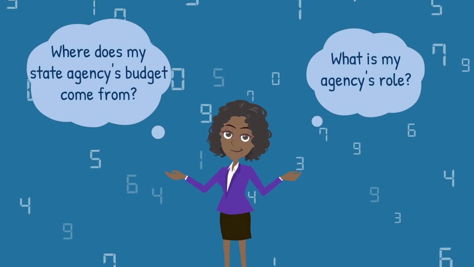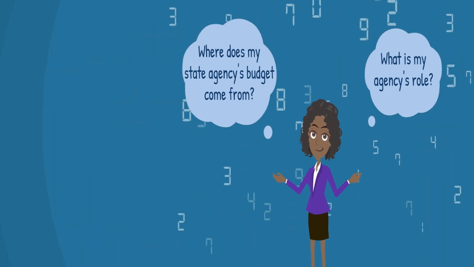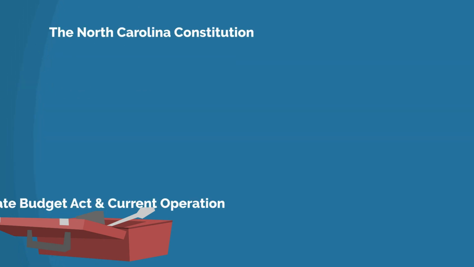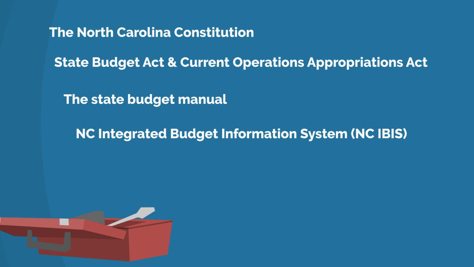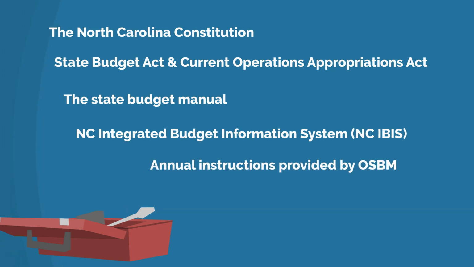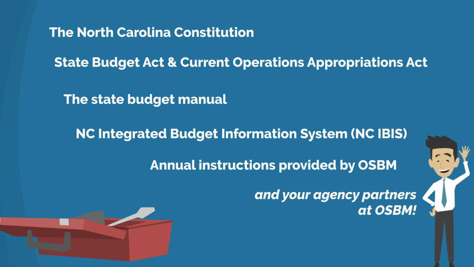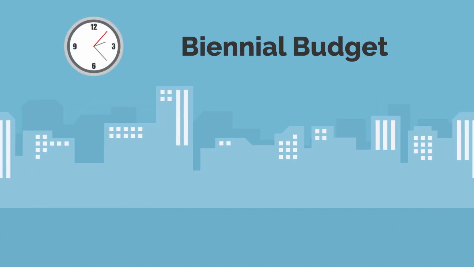Just like any project, building a budget takes the right tools and instructions. Tools like the North Carolina Constitution, the State Budget Act and Current Operations Appropriations Act, the State Budget Manual, NC Integrated Budget Information System, or NC-IBIS, annual budget instructions, and your agency partners at the Office of State Budget and Management.